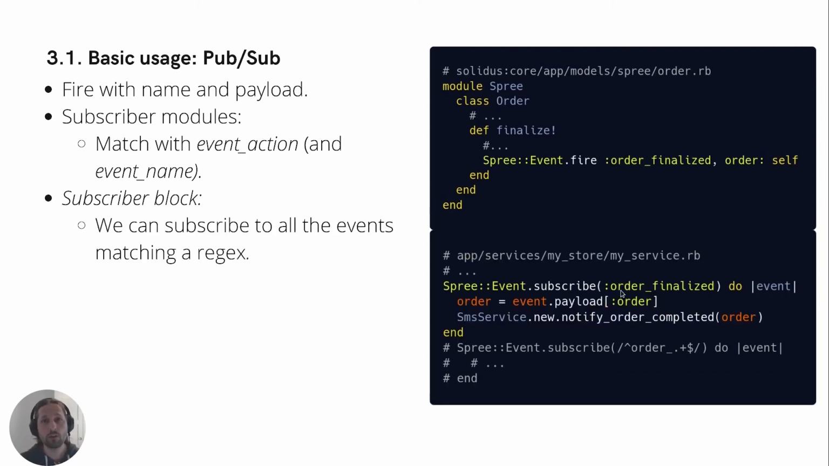However, we can also directly subscribe a block of code. We just need to call the subscribe method on a Spree event, which will yield the event object to the block. It's also possible to subscribe to a set of related events using a regular expression.